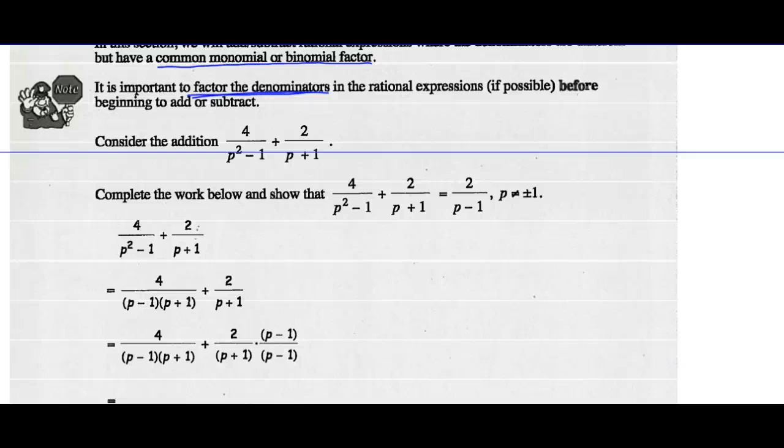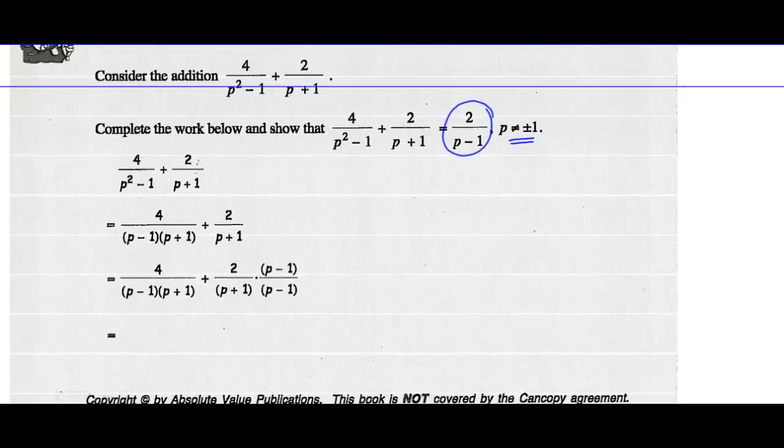So we've already done some factoring in previous lessons. If we consider this addition, 4 over p squared minus 1, add 2 over p plus 1, we want to show that it's going to turn out to be 2 over p minus 1 with restrictions of p can't equal plus or minus 1. So they've got the work started for us. So let's try it. 4 over p squared minus 1, add 2 over p plus 1. The first thing they did was factor p squared minus 1 as conjugate binomials, p minus 1 times p plus 1.